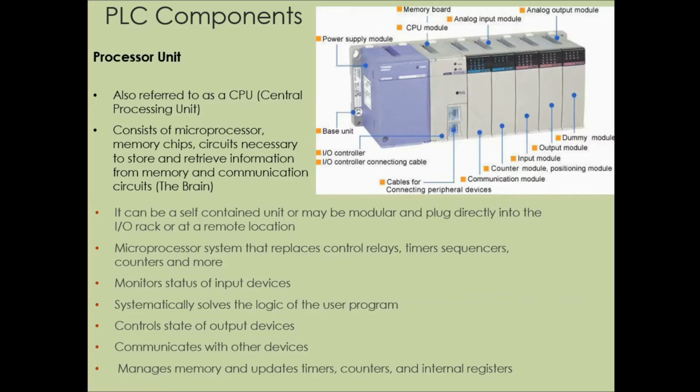Let's talk about the processor unit. It is also referred to as the CPU, the Central Processing Unit. It consists of a microprocessor, memory chips, circuits necessary to store and retrieve information, and communication circuits. It is the brain. It can be a self-contained unit or may be modular and plugged in directly to the I/O rack or at a remote location. The microprocessor system is what replaces the control relays, timers, sequencers, counters, and more that they used to use. So it has all that control logic right in that microprocessor.